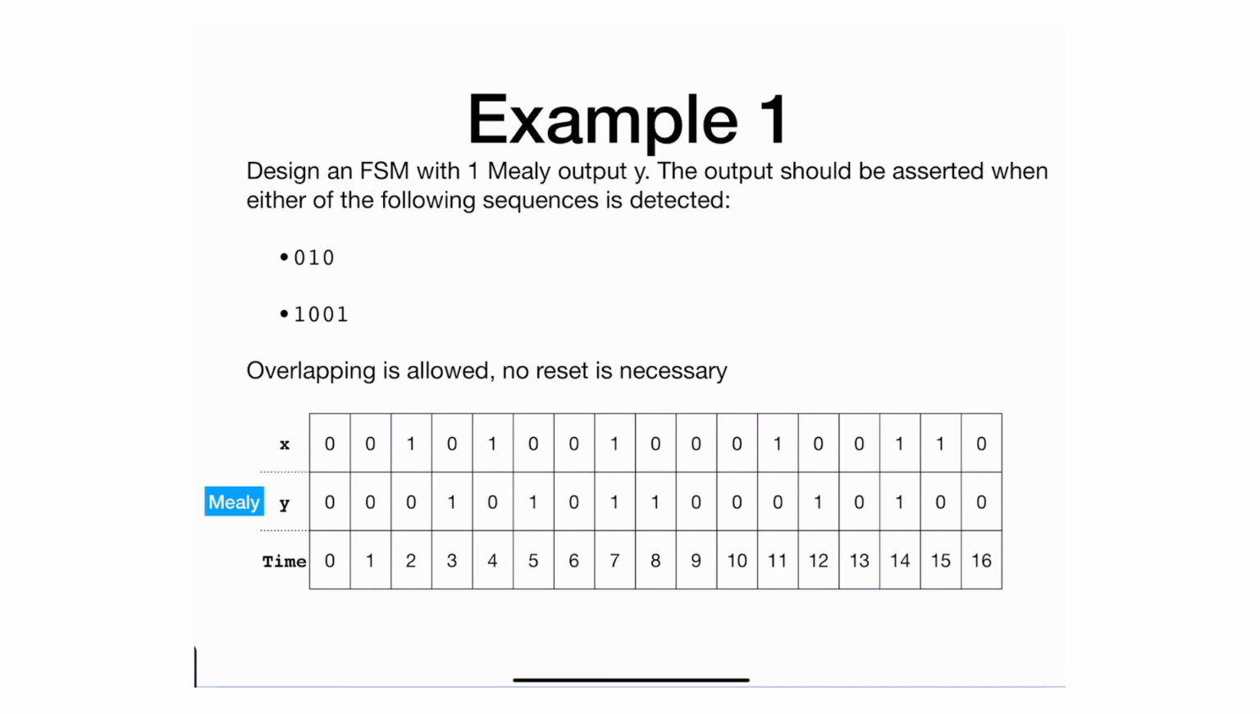The output Y should be asserted only when it detects either of the following sequences: either 0, 1, 0 or 1, 0, 0, 1. So I'm not designing two separate finite state machines. I'm designing a single finite state machine that can detect either of the two sequences. I will allow overlapping here, so I'm not going to reset after I detect one of the sequences.